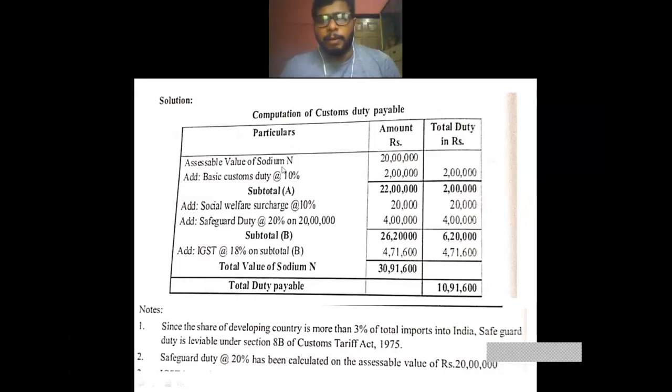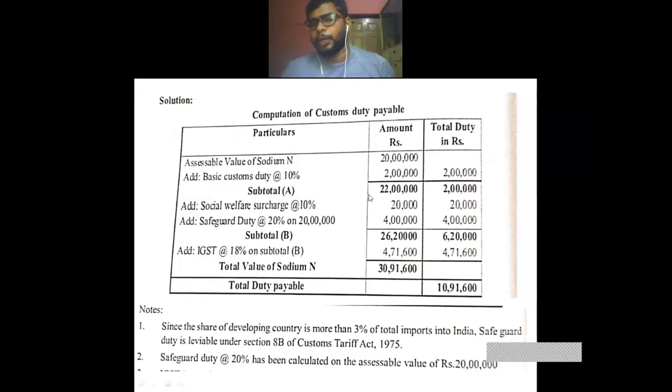The assessable value of sodium N given in the problem is 20 lakh rupees. Last column nil. Basic custom duty is calculated at 10% on assessable value, 20 lakh into 10%, 2 lakh. Here also you write 2 lakh. So 22 lakh, 2 lakh. NCCD is not given, CVD is not given.